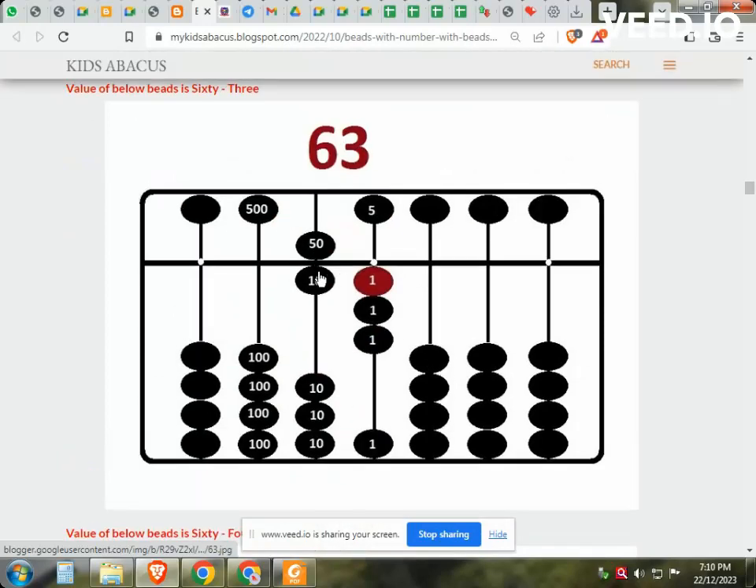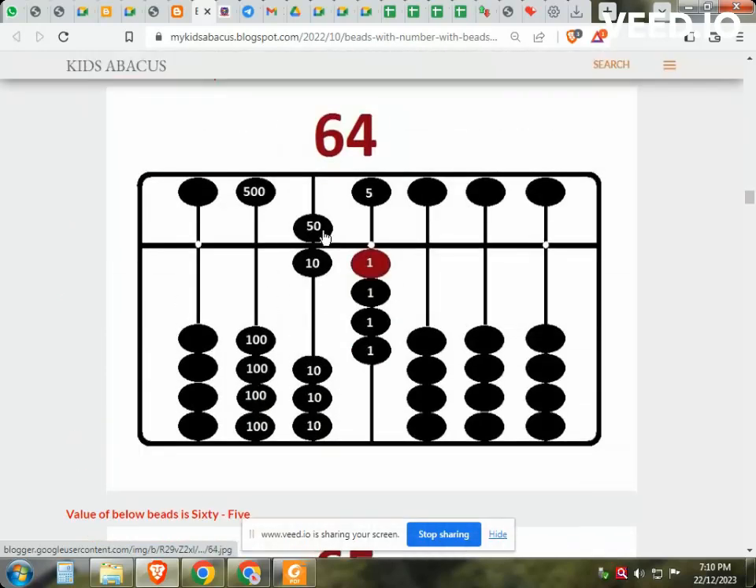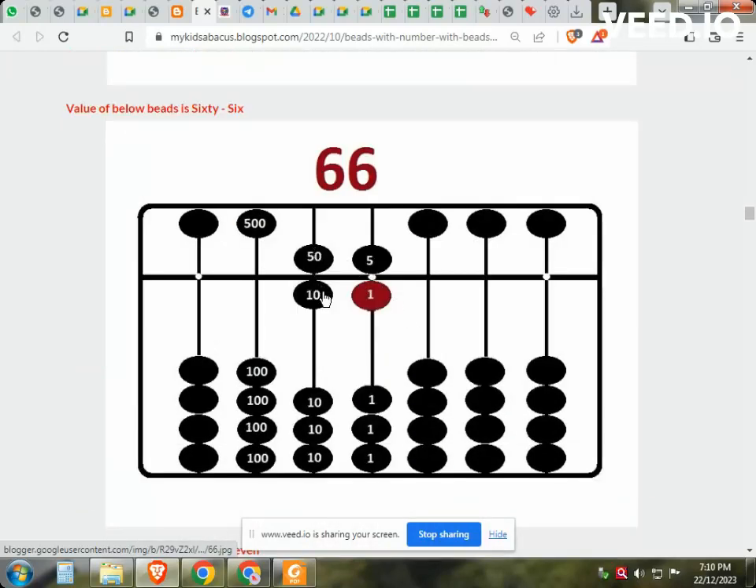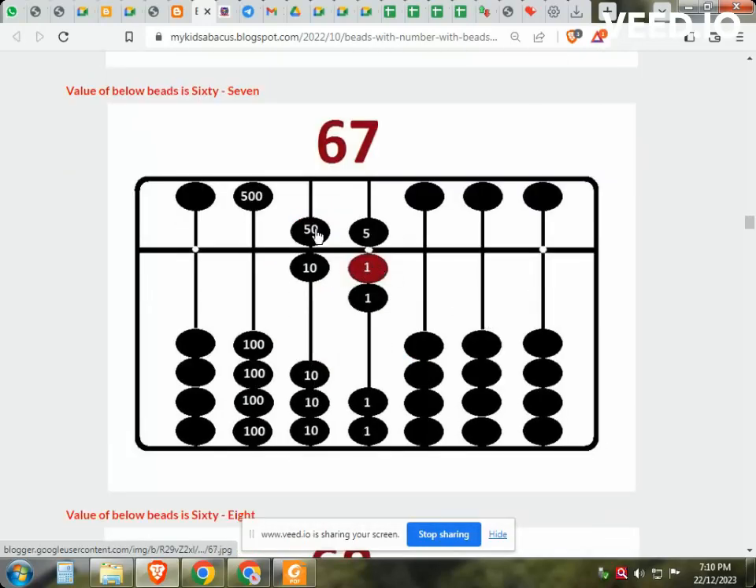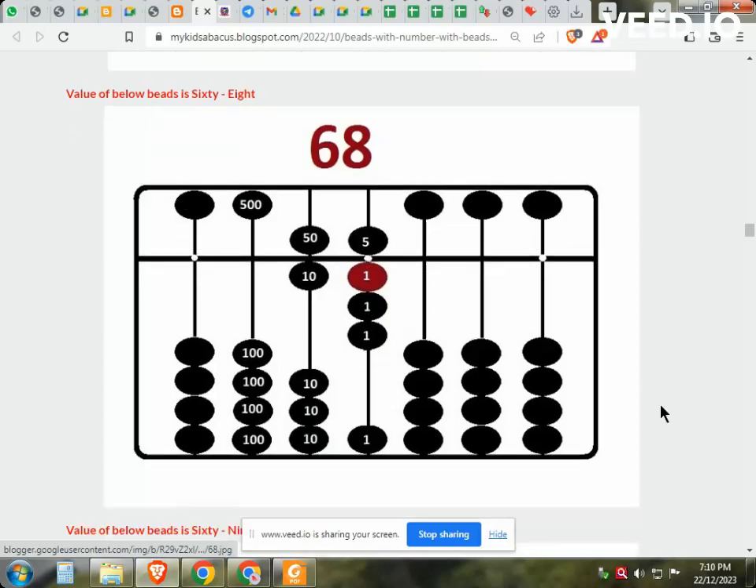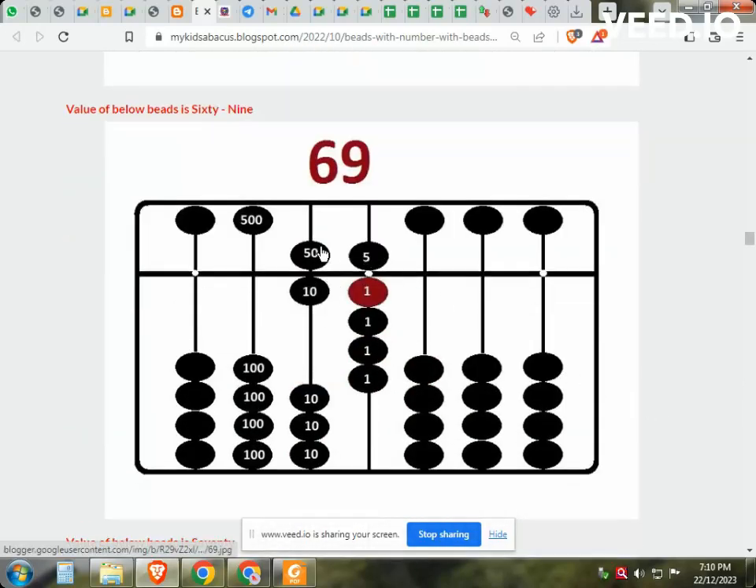This is 63. 50 plus 10, 60. 61, 62, 63. This is 64, 50 plus 10, 60, 61, 62, 63, 64. This is 65, 50 plus 10, 60, 60 plus 5, 65. This is 66, 50 plus 10, 60, 5 plus 1, 6, 60 plus 6, 66. This is 67, 50 plus 10, 60, 5 plus 2, 7, 60 plus 7, 67. This is 68, 50 plus 10, 60, 60 plus 5, 65, 66, 67, 68. This is 69, 5 plus 4, 9, 50 plus 10, 60, 60 plus 9, 69.